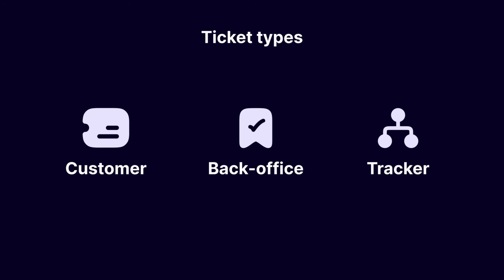So when your team updates the status of the issue in Linear, it also updates the ticket status in Featurebase. Now, there are 3 different ticket types: customer tickets, back office tickets, and tracker tickets. Let's go over each one and when to use them.